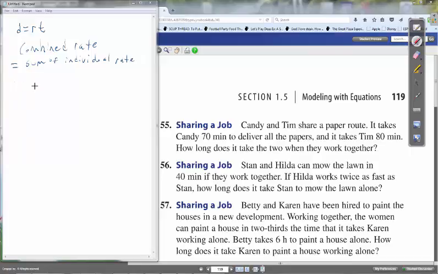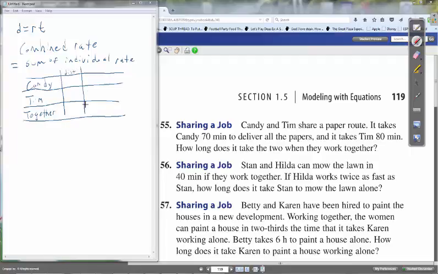So we're going to set up our information with Candy, Tim, and together. And I'm going to make a distance, rate, and time table. So I have the distance, I have the rate, and I'll say this is the work rate, and we have the time.